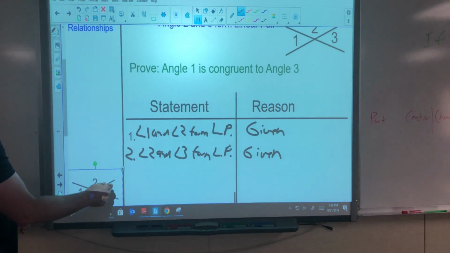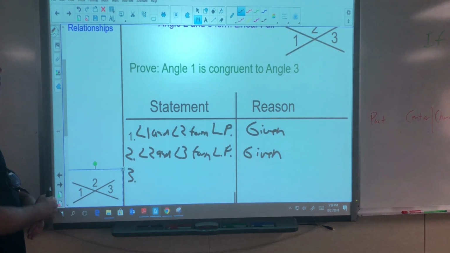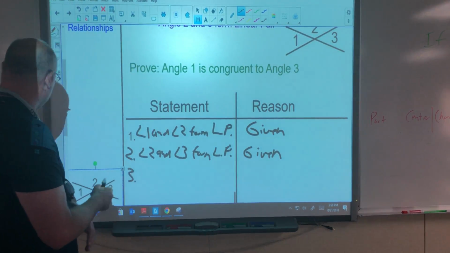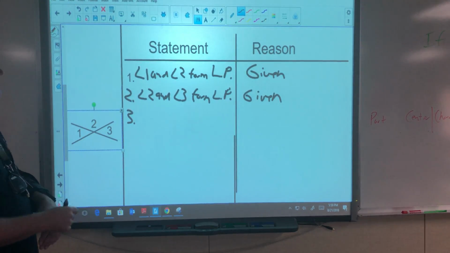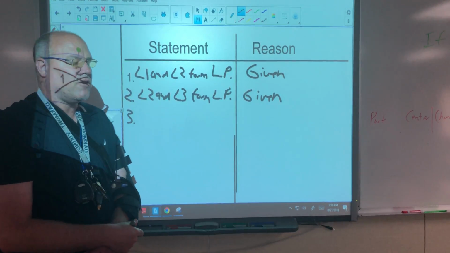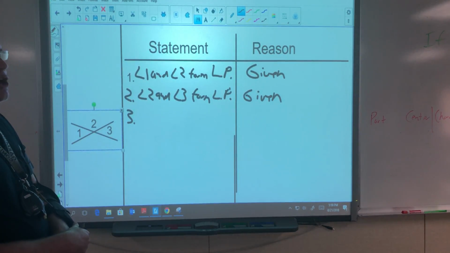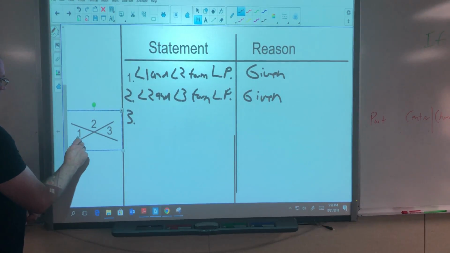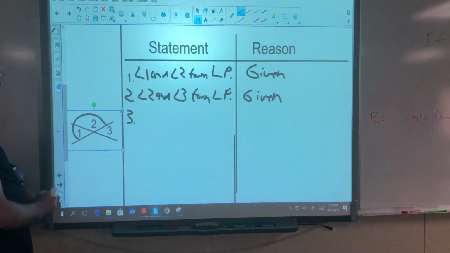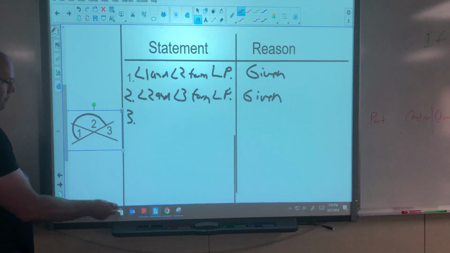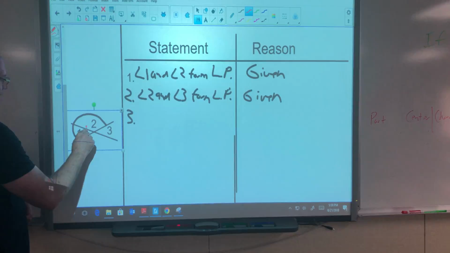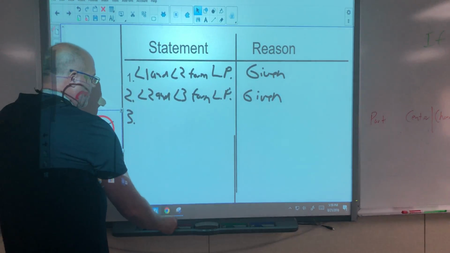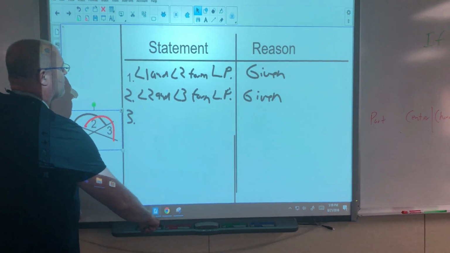All right. So we want to work towards proving that these angles are congruent. We have to start with what's given. What can we do with that information? Angle 1 and angle 2 form a linear pair. What do you know about a linear pair? Aren't they supplementary? We know that this angle plus this angle equals 180. They're supplementary. We also know that this angle plus this angle are supplementary. They add up to 180. Okay? So let's write that down.